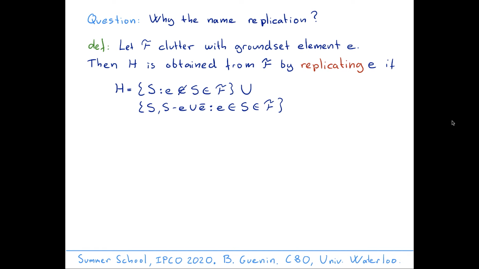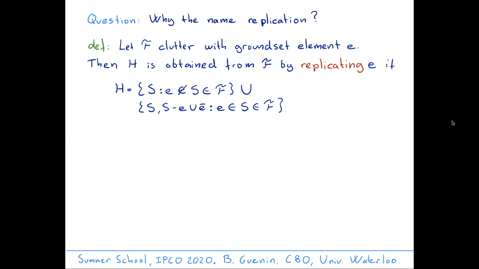And by that we mean that we're first adding some element in the ground set. That new element is going to be E bar. And our clutter H is going to contain all the elements that didn't contain E, that were in F. And for every element that contained E, that is in F, I'm going to keep that element and then remove E and add the new element E bar.